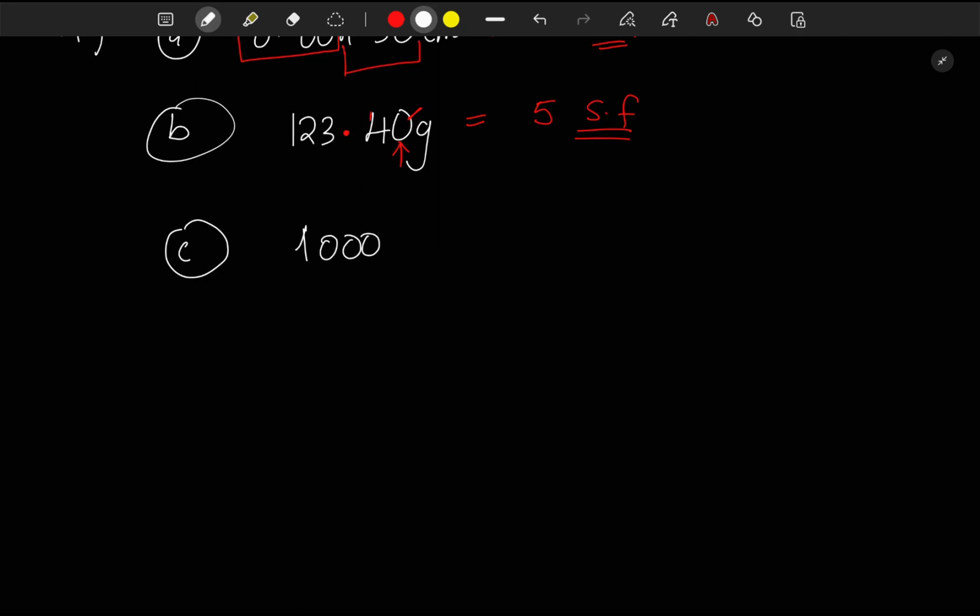What about 1000 mils? How many significant figures are here? As long as there's no decimal place, all these zeros are not significant. So here we only have 1 significant figure.